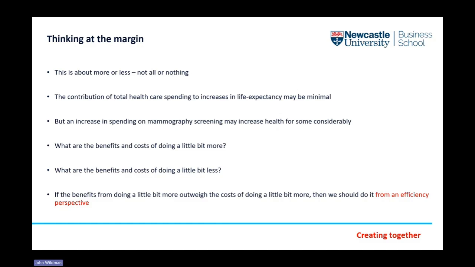But we've got to be very, very clear about whether we think at the margin or in totals. And economics is very much about this marginal thinking. So we're always asking, what are the benefits and costs of doing a little bit more? What are the benefits and costs of doing a little bit less? And if the benefits from doing a little bit more outweigh the costs of doing a little bit more, then we should do it from an efficiency perspective.